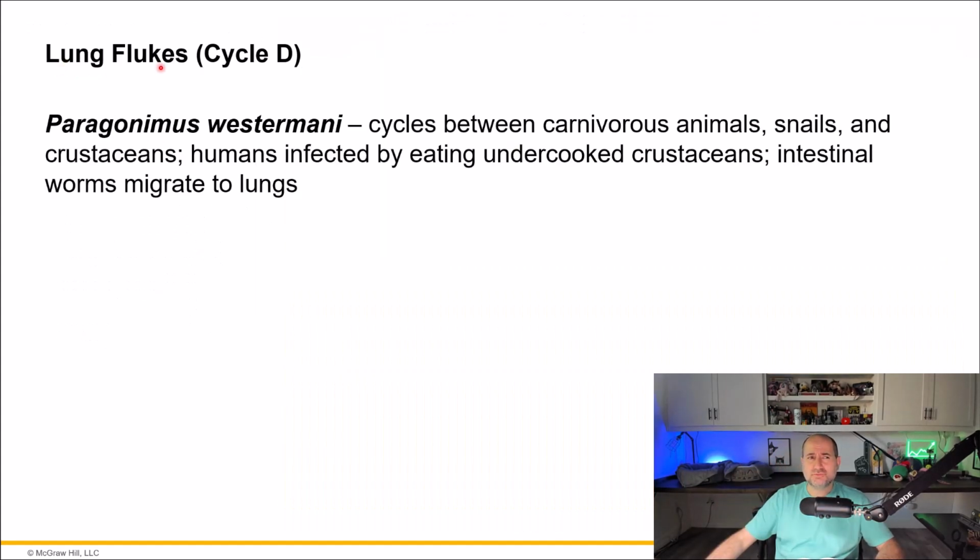And the lung fluke, Paragonimus westermani. This lung fluke cycles between carnivorous animals, snails, and crustaceans to humans. Humans get infected by eating undercooked crustaceans. So another important reason to cook your food. It's a great way of picking up parasitic infections if you eat raw or undercooked foods. These worms then leave the intestinal lining and migrate to the lungs.